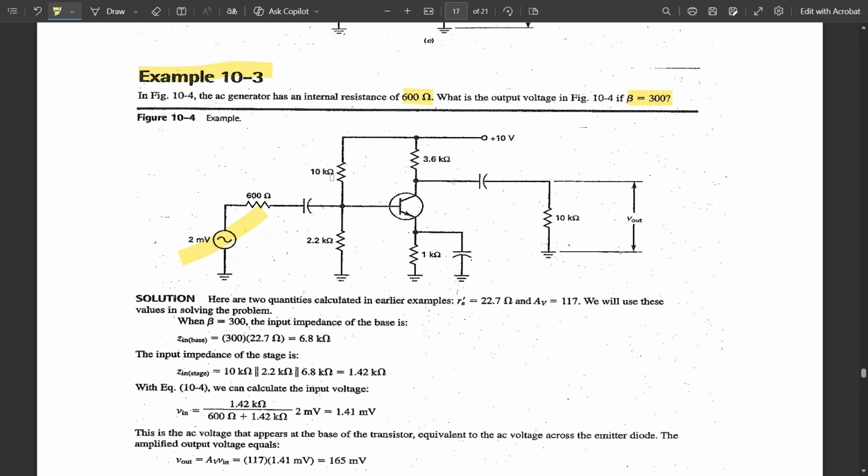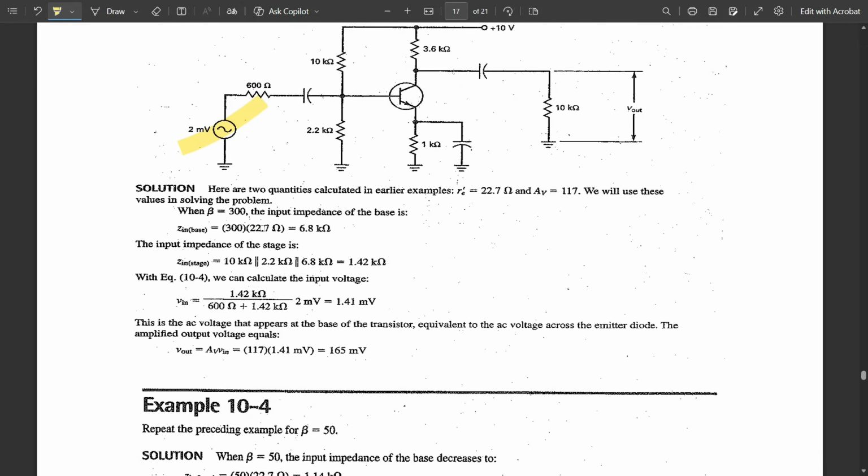We have R1 and R2, 10 kilo ohm and 2.2 kilo ohm. Okay, this is the internal resistance, not the base resistance, which is connected to this voltage source. So that's why this is the internal resistance. This is R1 and R2. This is RC. This is RE. This is 10 kilo ohm, that is the load resistance RL. Okay, and V out is here. You should be calculating the output voltage of this complete circuit. So let us see how to find it now.